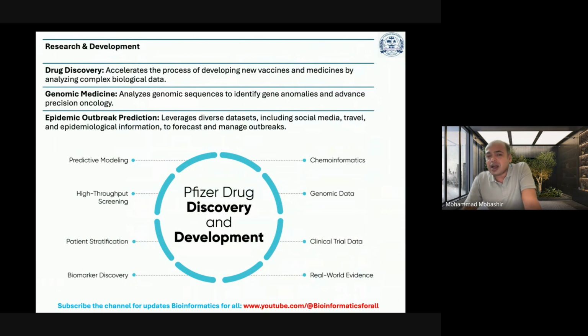Now, what kind of information can you think of when you are looking at drug discovery applications? The major application parts will be chemoinformatics, genomic data, clinical trial data, real world evidence, biomarker discovery, patient stratification, high throughput screening, predictive modeling. But if you are working as a data analyst, you don't need to think too much. You will be getting all the data from all these sources. So, for example, this is the map for Pfizer drug discovery and development. And this is how you can think.